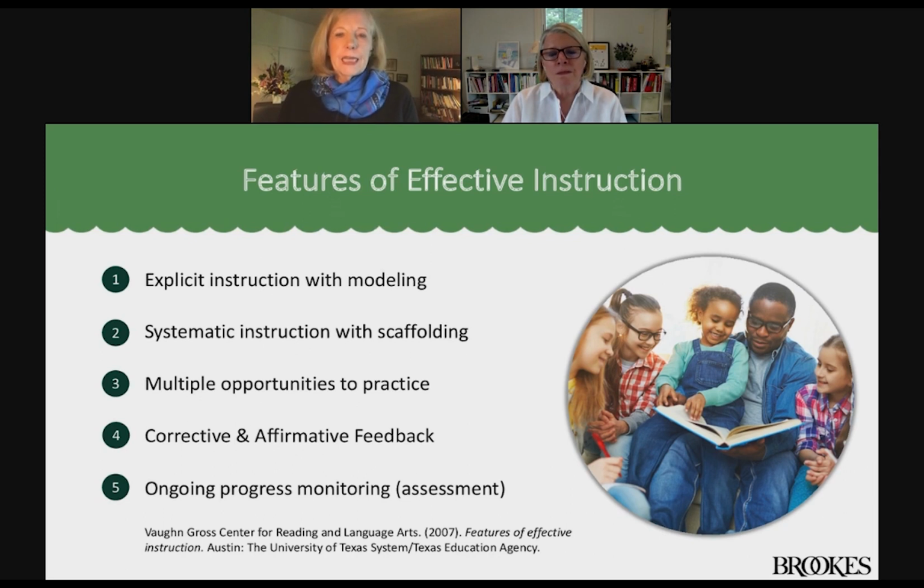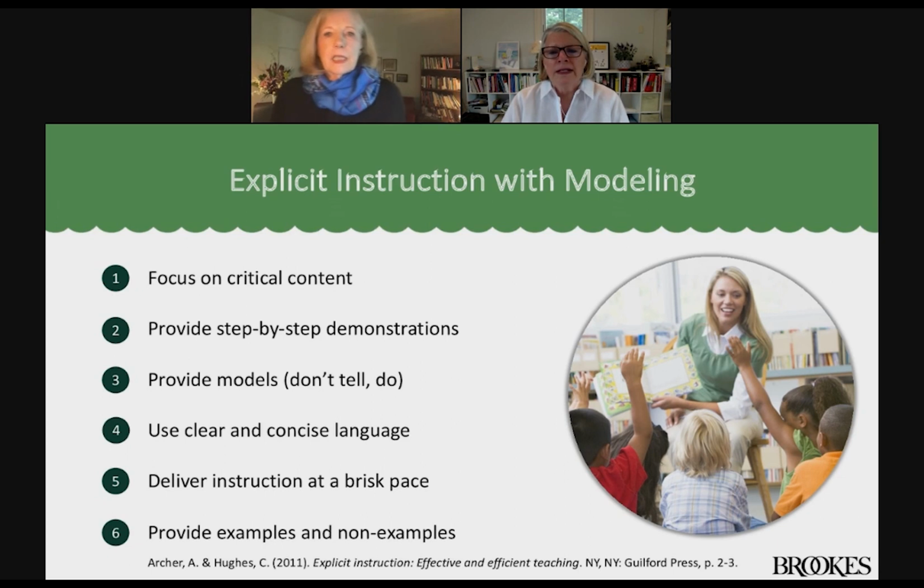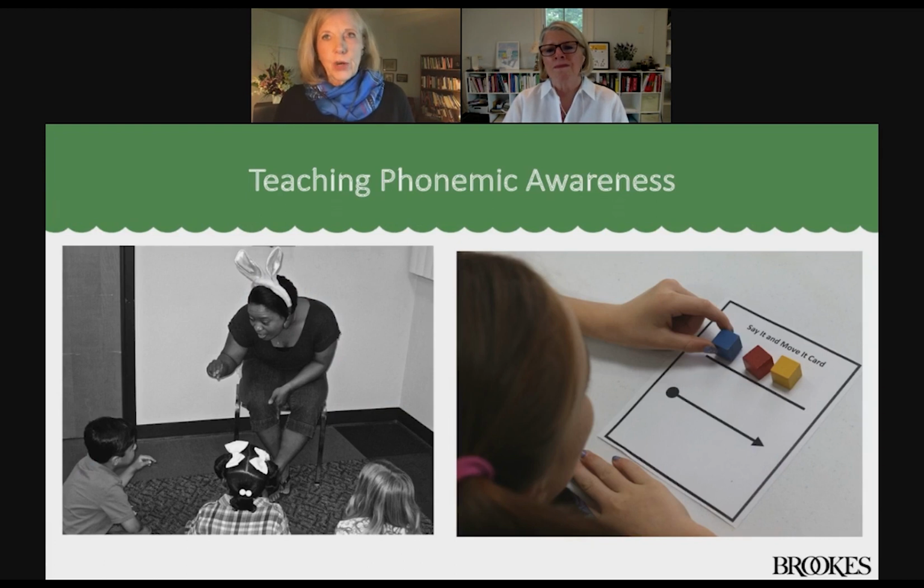The first one is explicit instruction with modeling. What this looks like is explaining each feature, each skill you want to teach, very explicitly, and then modeling how to do that. If you look at the next slide, please, you'll see two teachers working on modeling this in phonemic awareness. The bunny ears remind students to listen, as phonemic awareness instruction is an oral activity. In the second photo, the student is using a say it and move it card to isolate three phonemes. Susan's going to be talking about this in more detail later. But that's modeling and then the practice.